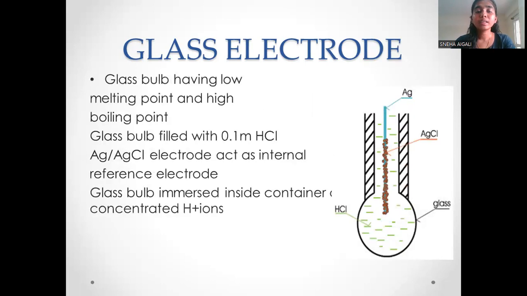So yeah, the glass electrode consists of a glass bulb. It is made up of a special type of glass which has a low melting point and high boiling point. The glass bulb is filled with 0.1 M HCl, that is hydrochloric acid. It consists of a silver or silver chloride electrode which acts as an internal reference electrode. This glass bulb is immersed inside a container containing concentrated H+ ions.